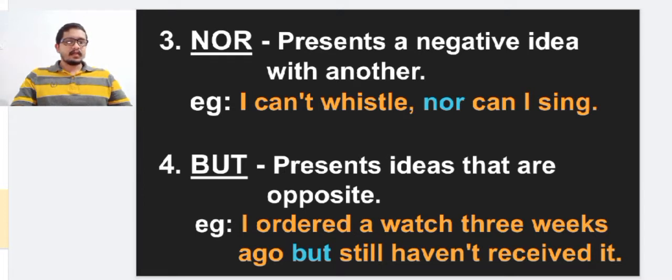The reason is this. Here in the sentence, there is only one clause. I ordered a watch 3 weeks ago is the clause, and still haven't received it is not a clause, it's a phrase. So here one clause and one phrase is used, that's why no comma. So remember that we use a comma if there are two independent clauses in a sentence, after the first independent clause or before the conjunction. If the conjunction connects two words, or two phrases, or one clause and one phrase, no comma.